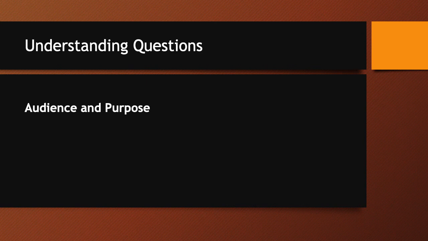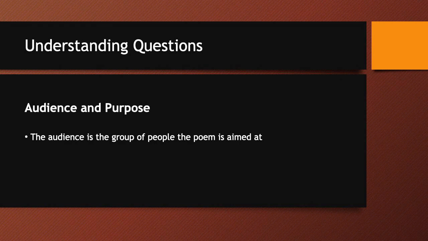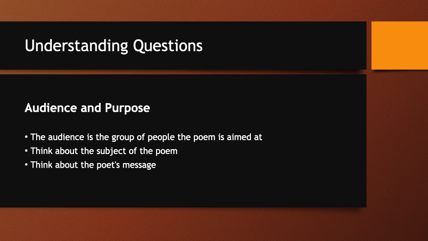Audience and purpose questions are another kind of understanding question. So these ones are asking you about the audience of the poem. So that's the group of people that the poem is aimed at. So you should think about the subject of the poem, what's it about, and you should be thinking about the poet's message. So give an answer for these, but also remember it's really important to explain why you think that is the answer. So you need to always give a reason as well.